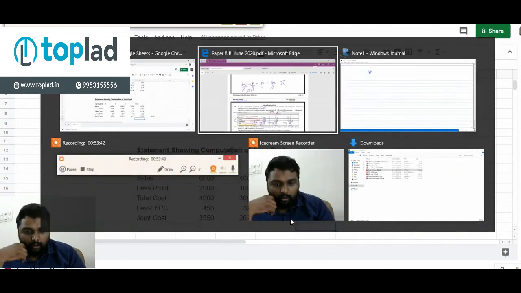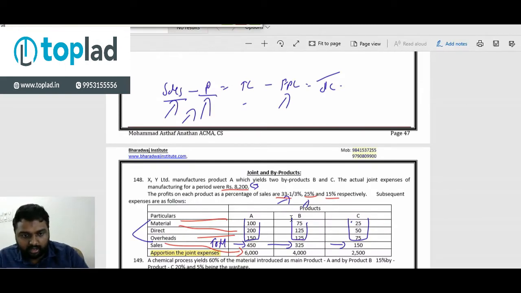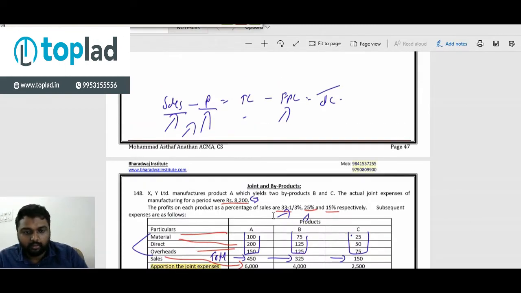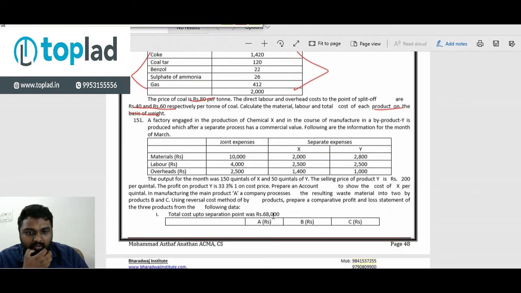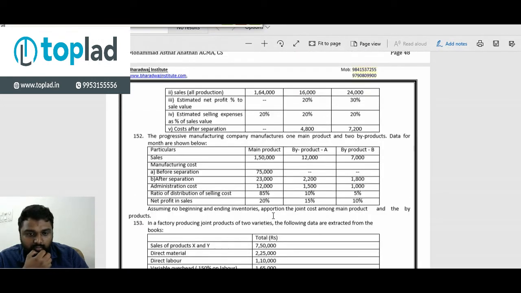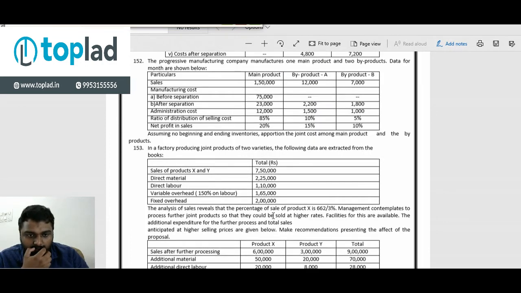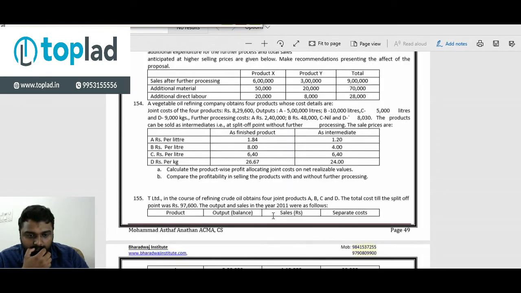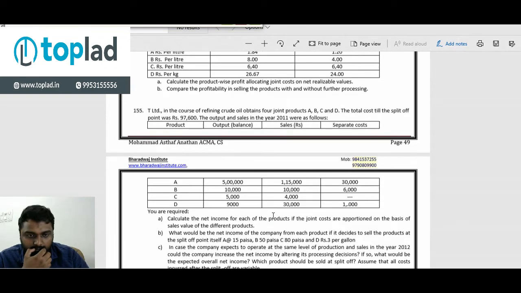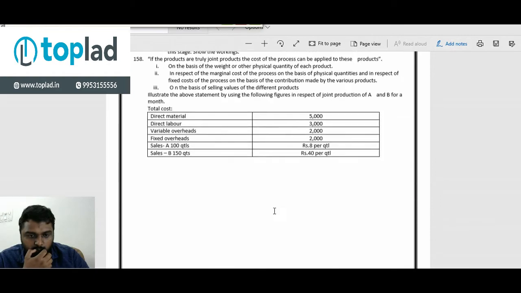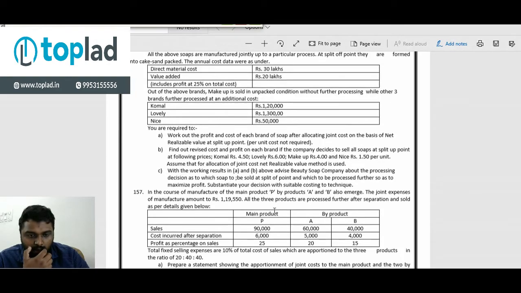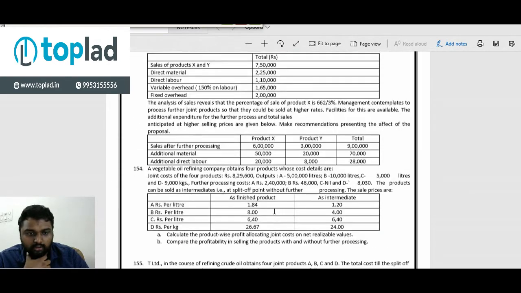Now, which question will we do? So 148 we have done. 150 we have done. We will go with a similar question. A lot of points are there. We have to solve all the questions.